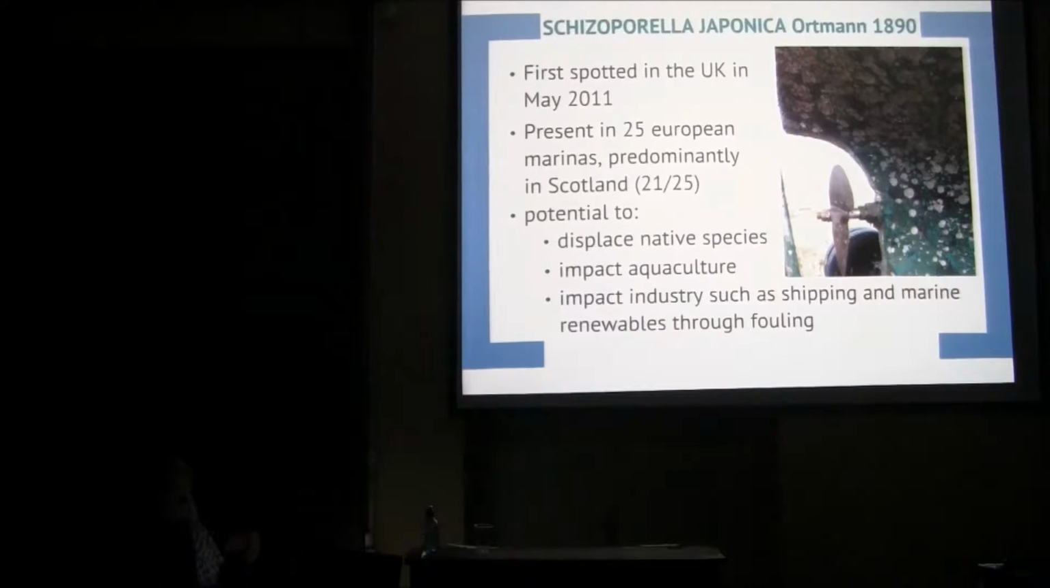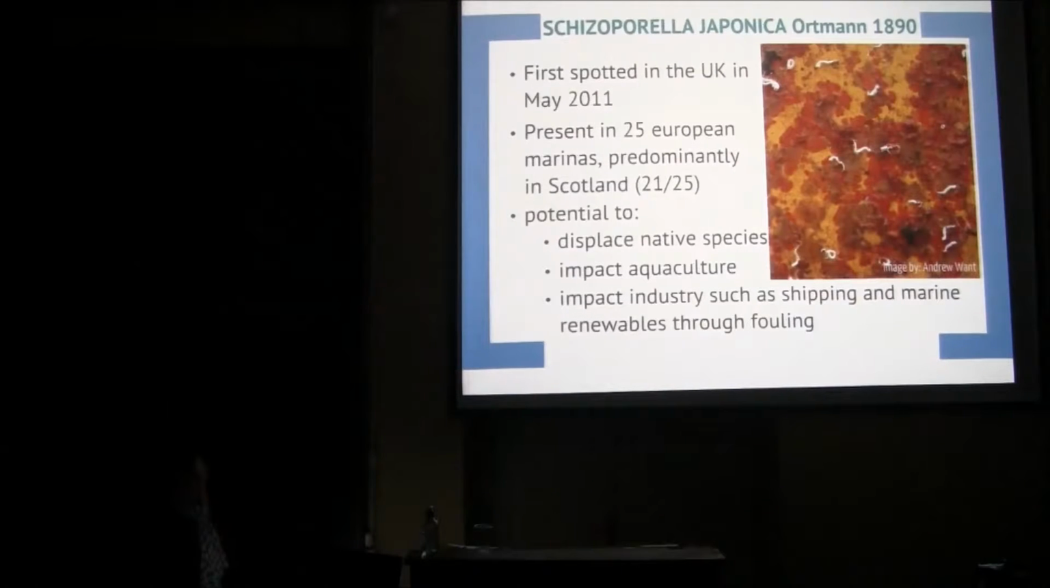So this is just what it looks like on most of the fishing boats around our area. All of these white patches are dead patches of Schizoporella japonica after this boat has been taken from the water for a little while. So it's on most of the boats. And this is actually a picture from a tidal turbine that was in the sea for just 6 months, and all of the orange patches are Schizoporella japonica. So even this tidal turbine on its own in the middle of the sea has it.